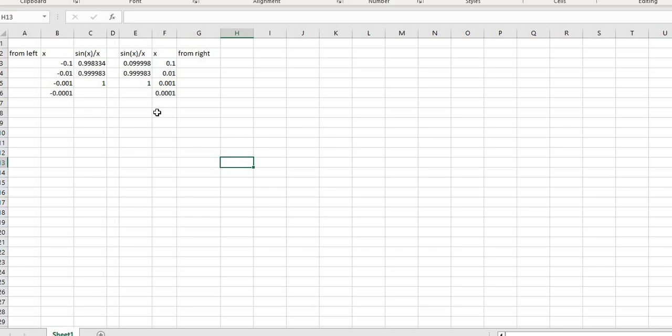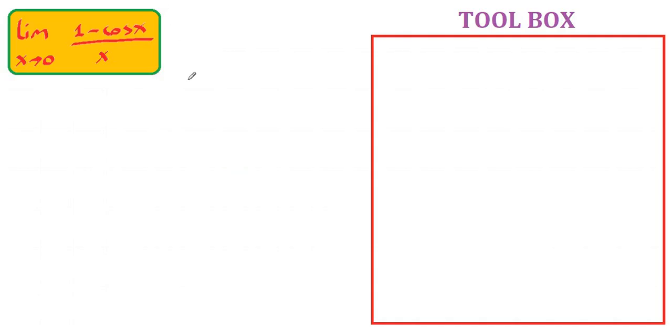Now let's get back to the limits that we're computing. Our first limit is the limit as x is approaching 0 of 1 minus cosine x over x. For this limit, we're going to utilize the Pythagorean identity. The Pythagorean identity for trigonometric functions: sine squared of x plus cosine squared of x is equal to 1.